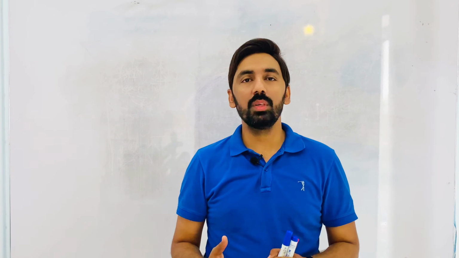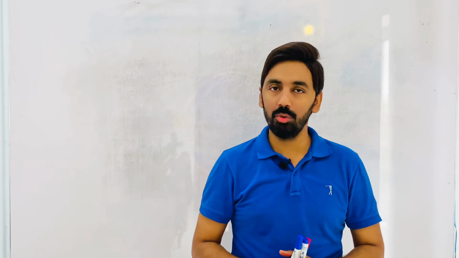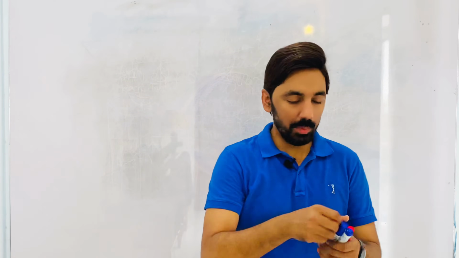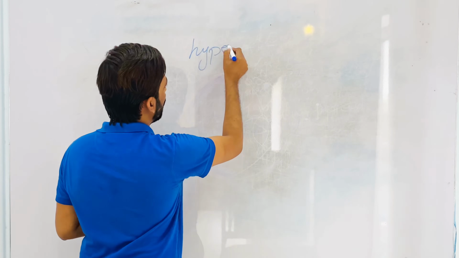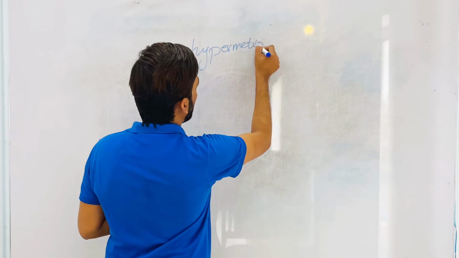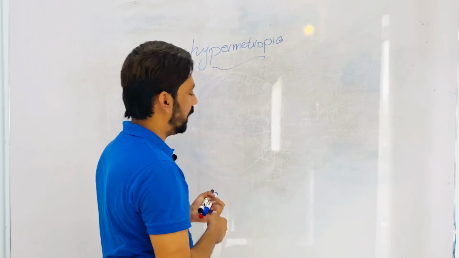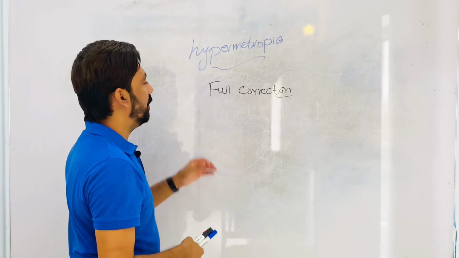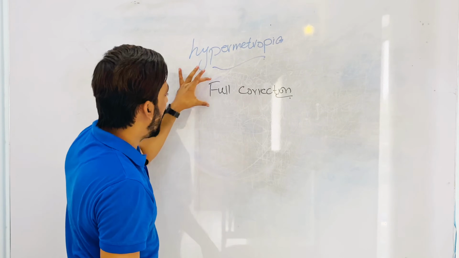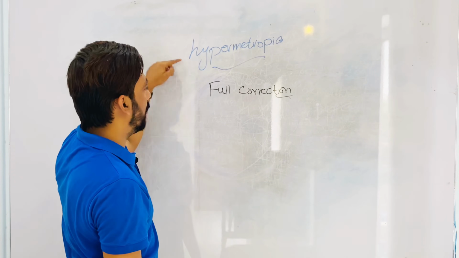in terms of clinical refraction in children, right? First of all, we will discuss hypermetropia. You know very well, hypermetropia or hyperopia, right? In hypermetropia, the light rays are focusing behind the retina. So we are talking about children, infants or newborns. You have to prescribe full correction while you are dealing with hypermetropia.